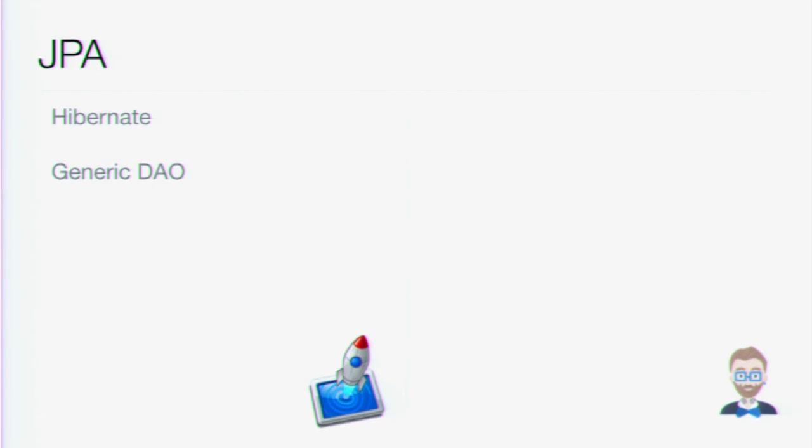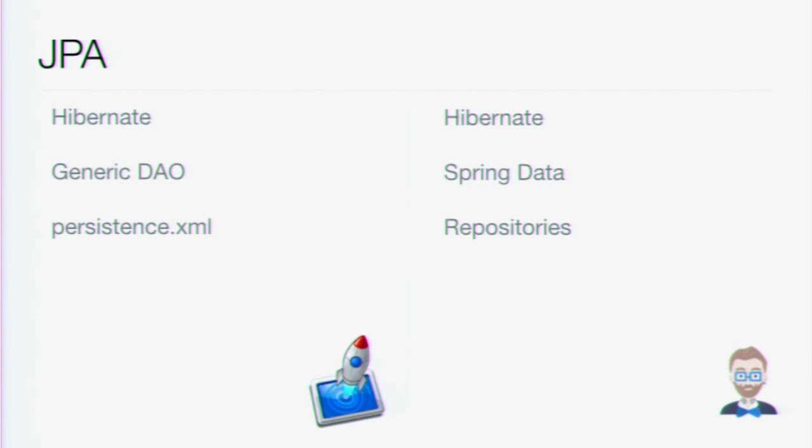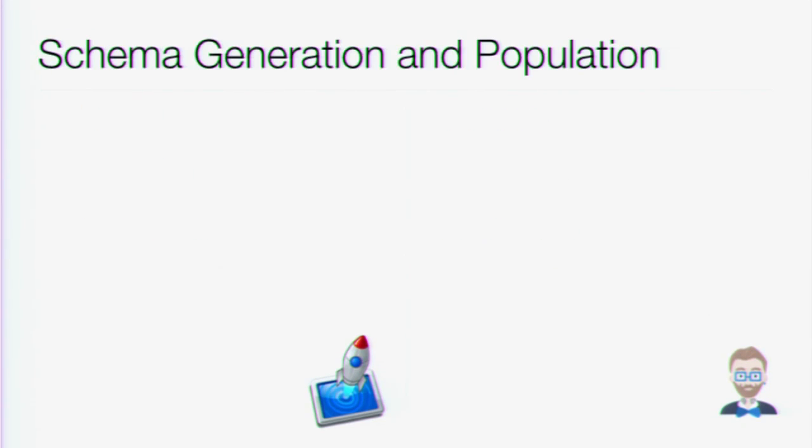It's got a generic DAO architecture. It's got that persistence.xml. They're both based on Hibernate. JHipster uses Spring Data, gets rid of some of that XML, gets rid of that persistence.xml, and it's got repositories. So you can easily, using Spring Data repositories, create dynamic finders just in an interface. It generates those for you. It's a nice way to query your database.